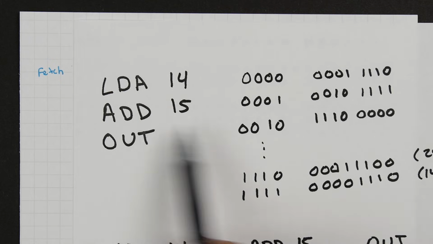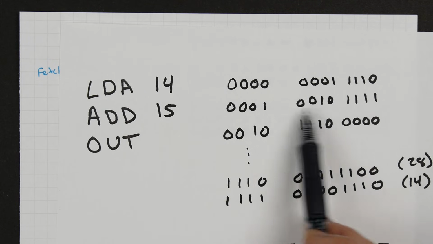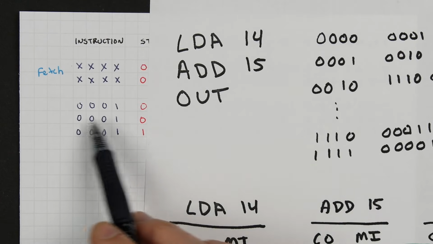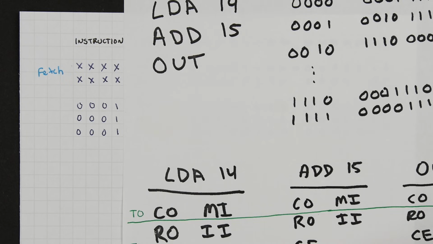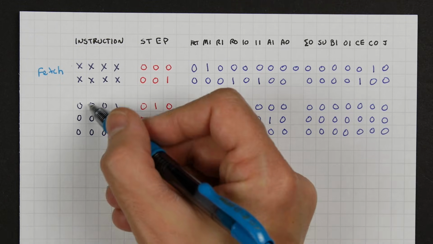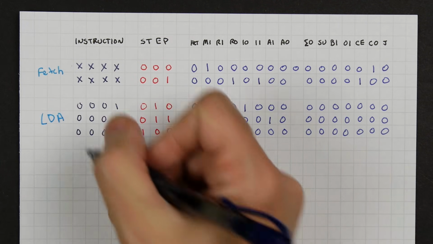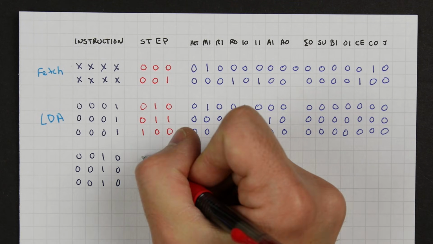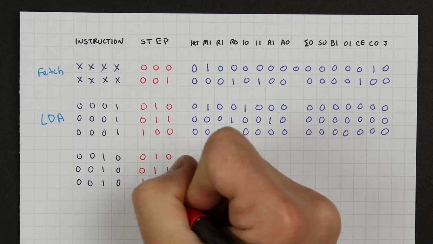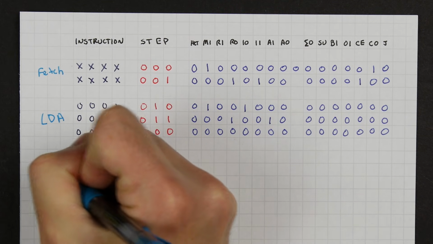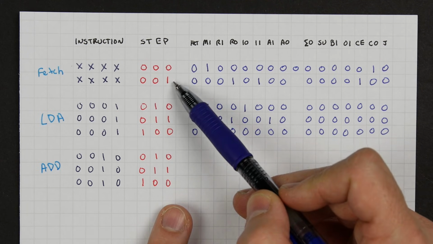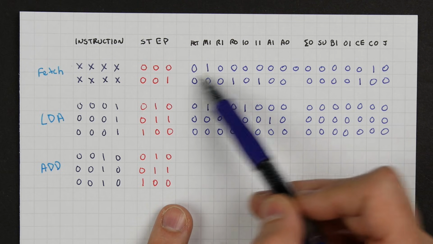Now the next instruction is add, and the opcode for that is 0010. When the instruction is 0010, we do something different for times T2, T3, and T4. This case here was load A, but for add, the instruction is going to be 0010 for those last 3 steps of the instruction cycle. For steps 0 and 1, we've fetched the add command from memory, and that's the same for every command.